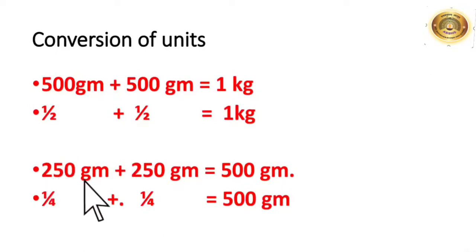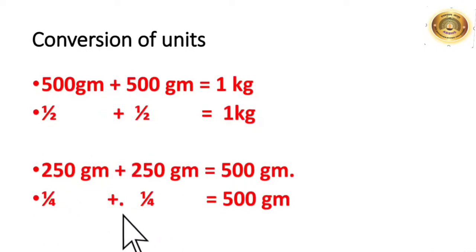Moving ahead, 250 grams plus 250 grams makes 500 grams. That is, quarter kg is 250 grams. One-fourth is the quarter kg of 1 kg. That means it is 250 grams. So you can say it like this: 250 grams means quarter kg of a kilo. That makes 250 grams plus 250 grams is equal to 500 grams. That is half kg. Here can you see, 500 grams is half kg and quarter kg is 250 grams.